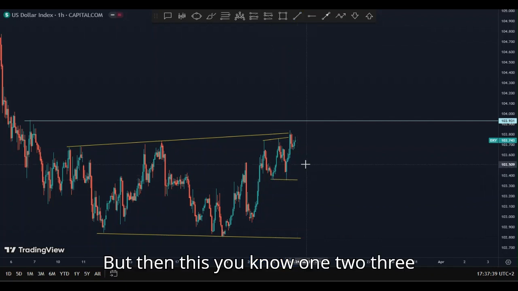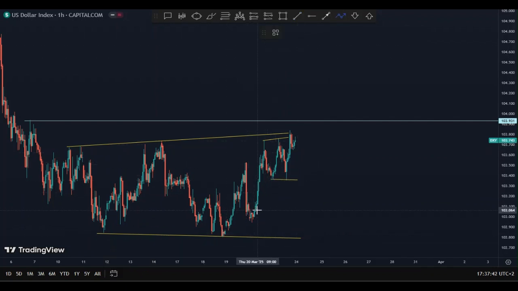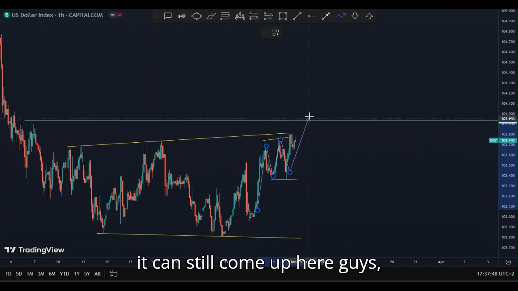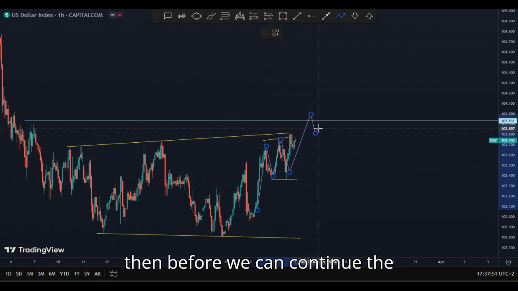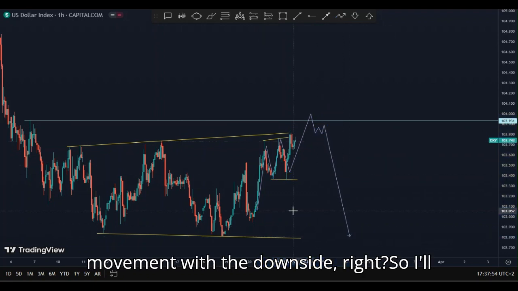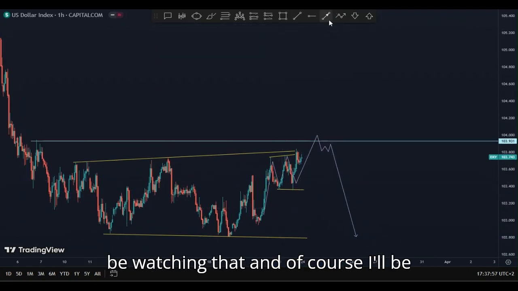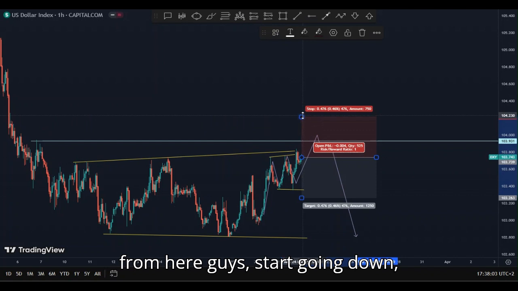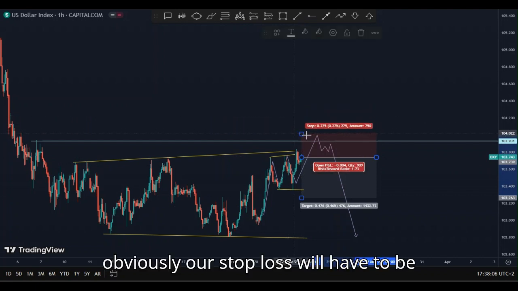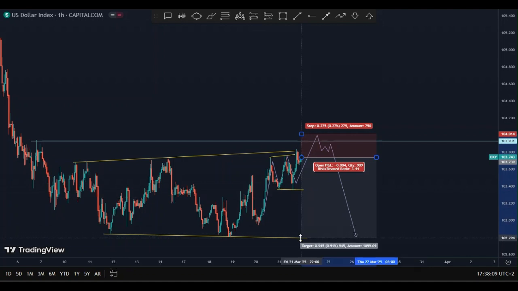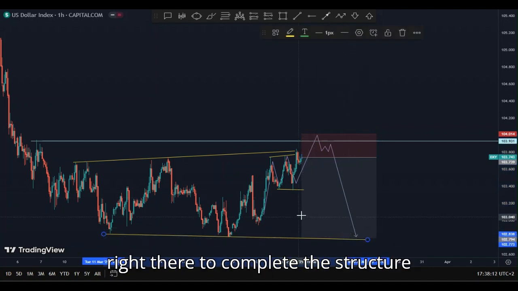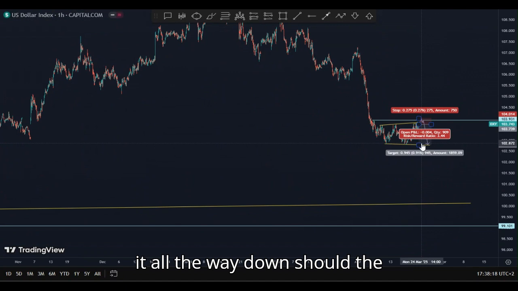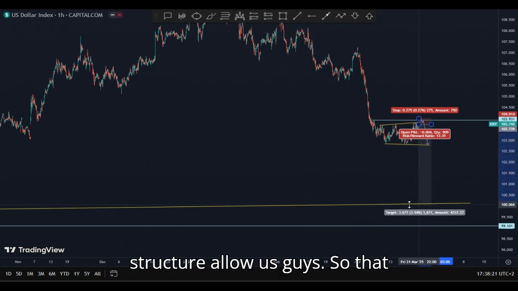But then this inner 1, 2, 3, as you guys can see, is an impulse. Then this is a form of correction, right? So it can still come up here, guys, before we can continue the movement to the downside. So I'll be watching that, and of course I'll be watching if it can just go from here and start going down. Obviously, our stop loss will have to be above the hook point, right? And the first target, guys, we target these lows right there to complete the structure, and then from here we can just ride it all the way down should the structure allow us.